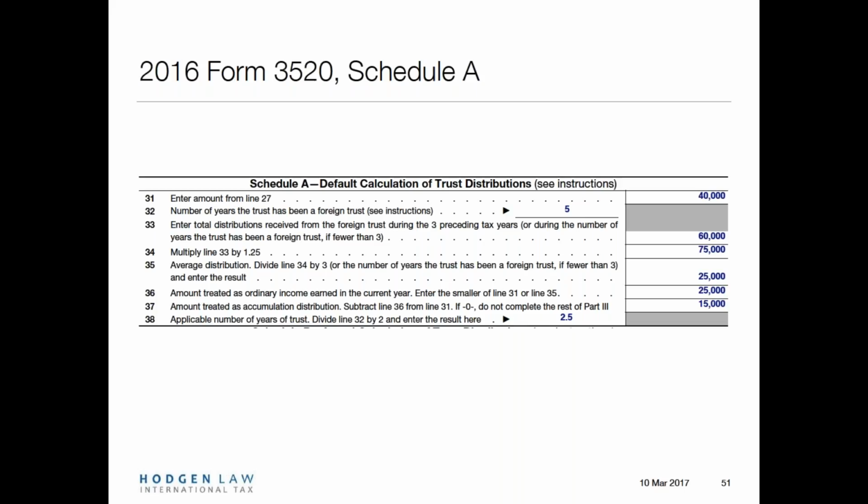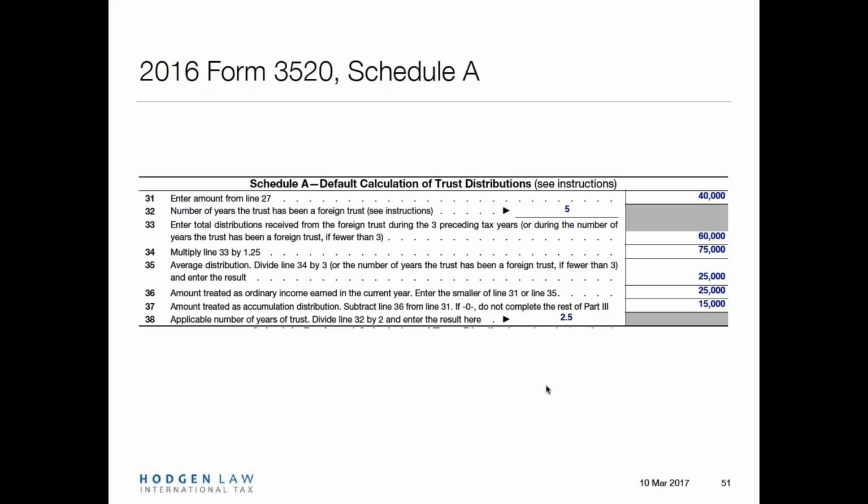I'm going to skip over the first part where we say, here are the distributions we received in the prior year, because it's the same as always. I got $100,000. And we're going to go first to the default method of calculation. So we know that we received $40,000 in the current year, 2016, and that goes on line 31. Line 32, number of years that the trust has been a foreign trust, see instructions. It's all the years including the current year. So we've got 5, 12, 13, 14, 15, 16.